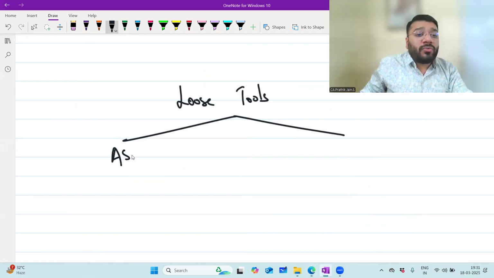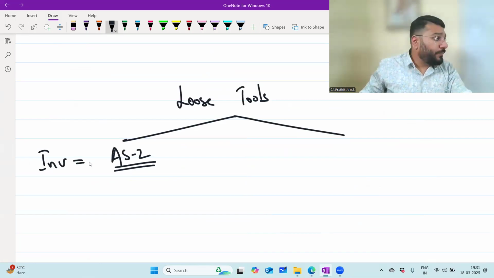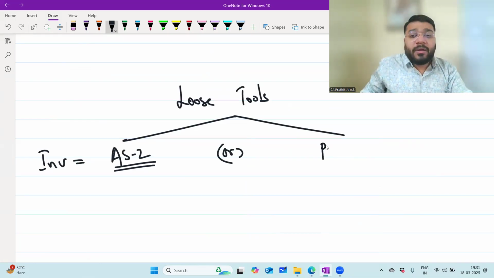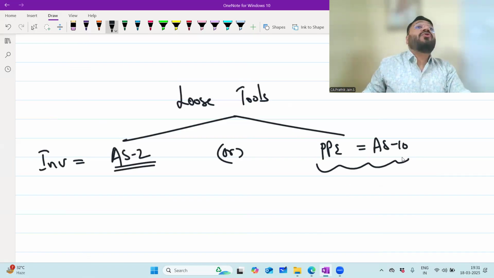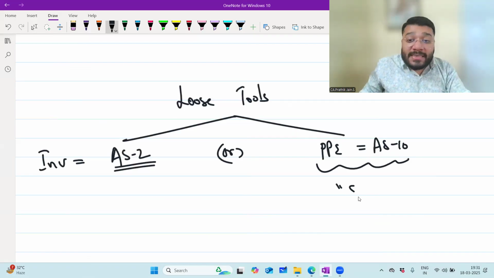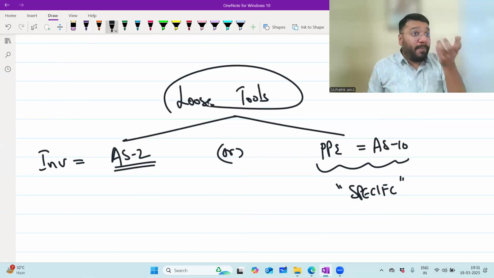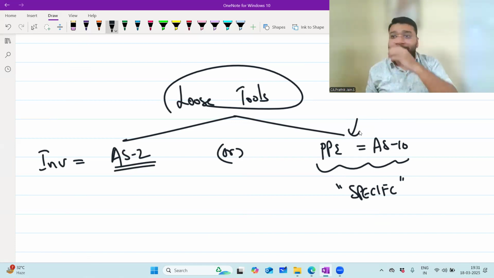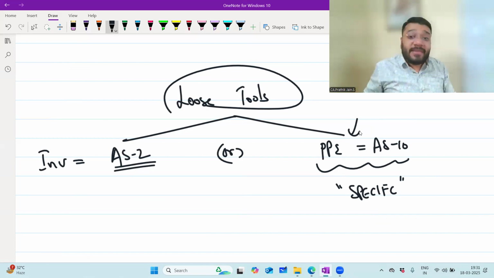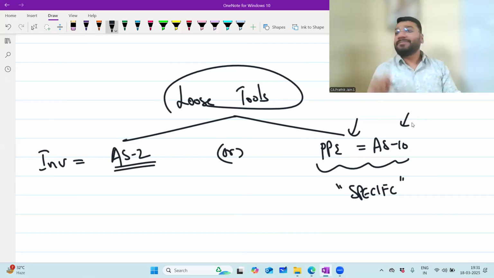Sometimes these loose tools will go to inventory as per accounting standard 2, or they might go to property, plant, equipment as per AS 10. When does a loose tool go to property, plant, equipment? If that loose tool is specific to that particular asset, that part or component which can only specifically fit to this property, plant, equipment. It can fit only one asset, not any other asset. If it is specifically for that particular asset, then that loose tool will be a part of your PPE as per accounting standard 10, where you will depreciate that.